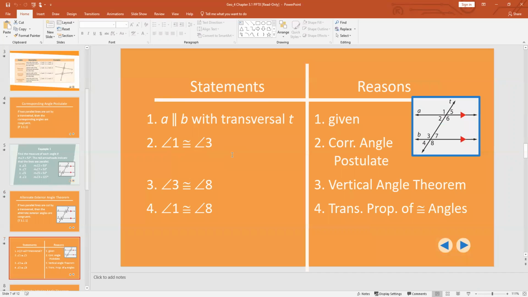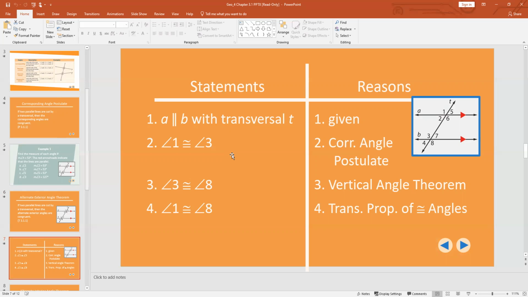of the corresponding angle postulate. And we know that angle 3 is congruent to angle 8 because of the vertical angle theorem. You could also say definition of vertical angles. I'll always take that too. And then you use the transitive property of congruent angles to substitute that angle 3 with angle 8 to say that angle 1 is congruent to angle 8. And so that's how you prove those.